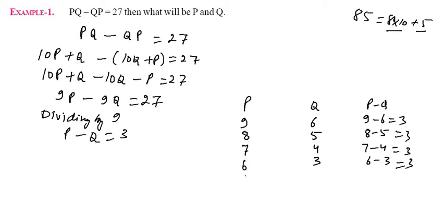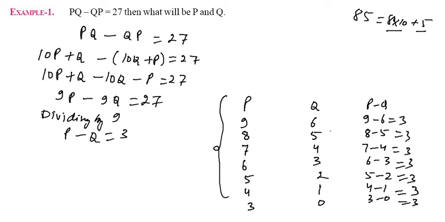And what about 5 minus 2? That is 3. Suppose it is 4 and 1, so 4 minus 1 is 3. Then you can see 3 and 0, so 3 minus 0 will also be 3. So these are the answers, these are the values of P and Q. That will be your answer.